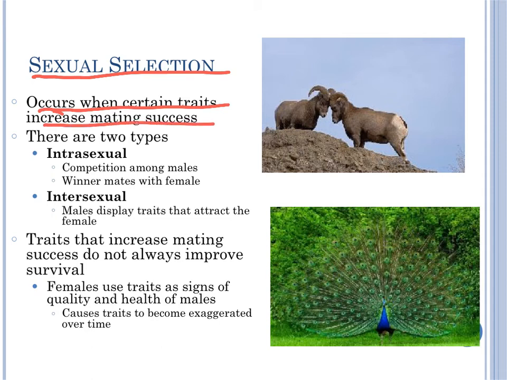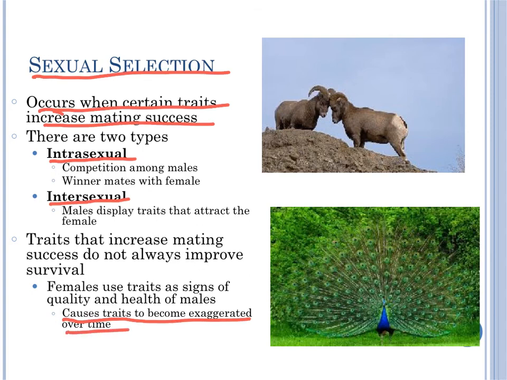There are 2 types. Intrasexual, this is where there's competition between the males, and the winner would then mate with the female, or intersexual, where the males display traits that are going to attract the female. These traits that increase mating success do not always improve survival, but the females use these traits as signs of quality and health of males. It causes these traits to become exaggerated over time.